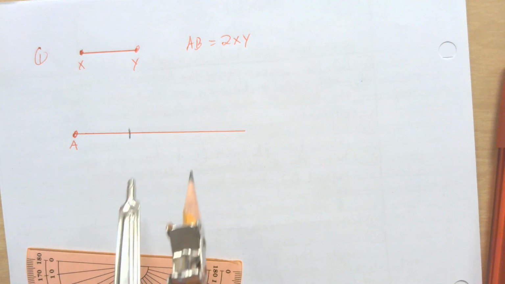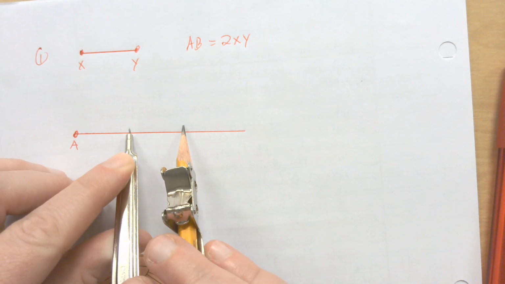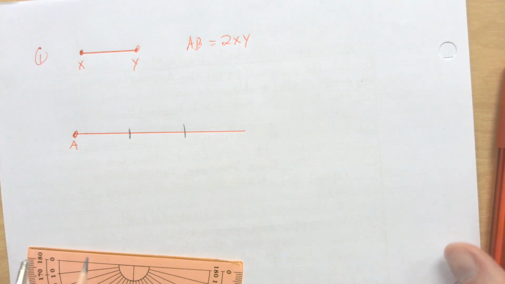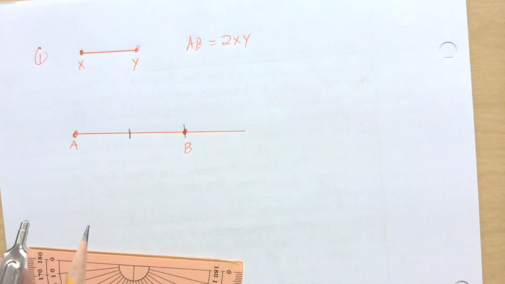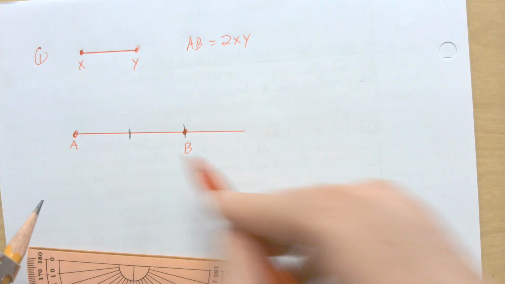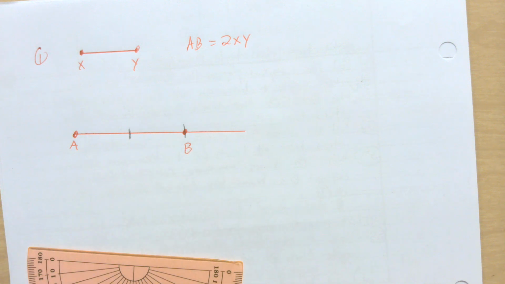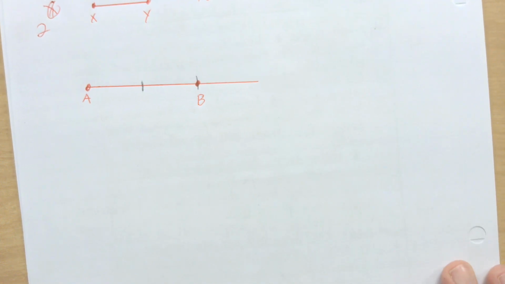So then I take my compass, which has the measurement of XY, I put my pointer on the intersection, and I draw another arc. So then this length right here, that intersection, I can label B because the length of AB is twice XY. So that's number 2. Yep, that's all you have to do for that one.